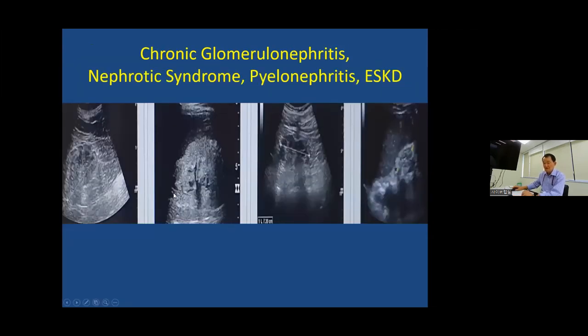So on this kind of imaging, they all look okay. It's just that the end stage kidney is small, but otherwise initially it's like a certain mass type of thing.